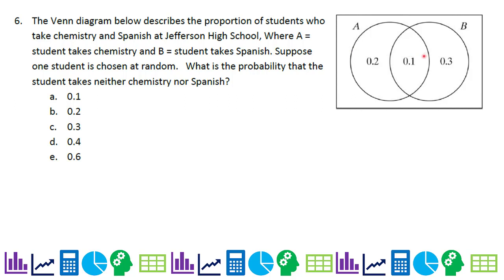Suppose a student is chosen at random. What is the probability the student doesn't take Spanish or chemistry? So we're looking for this area out here that's outside of the Spanish and the chemistry.